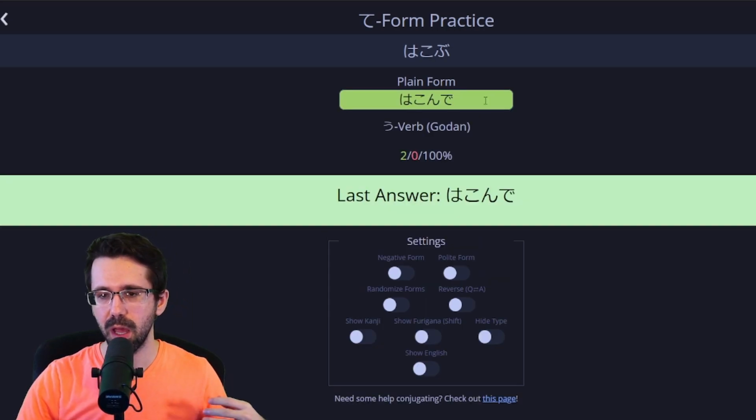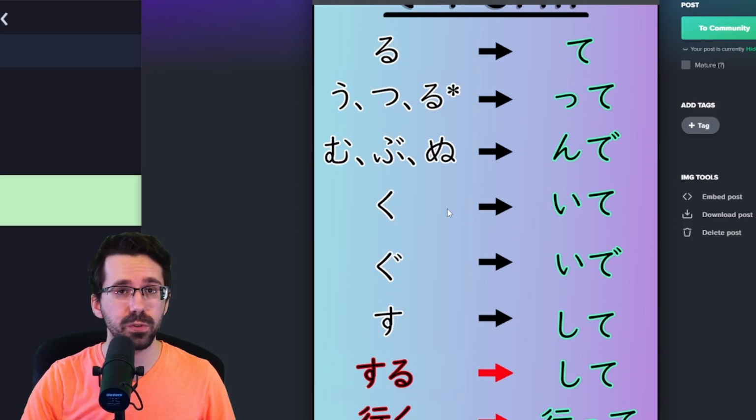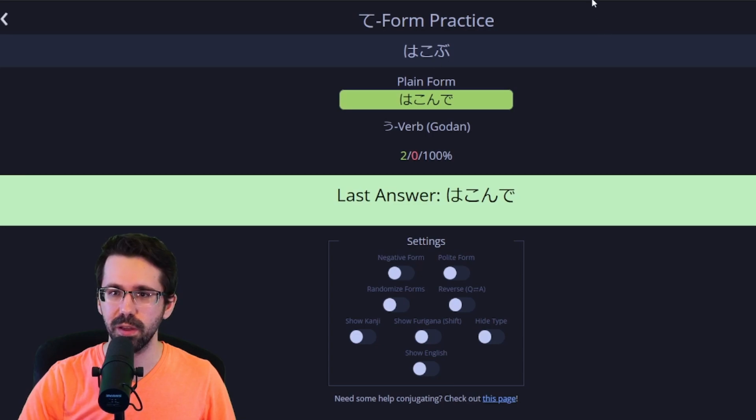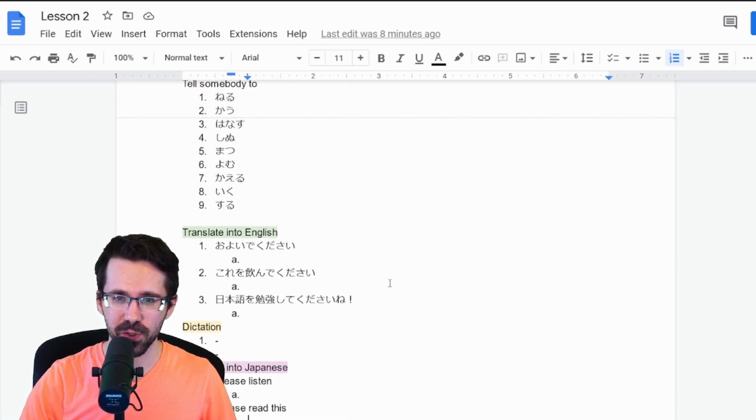Hakonde. There we go. Just by spending 10 to 15 minutes on this website doing your te form practice, while looking at this sheet if you need to, it does a lot for helping you to remember te form, because at the end of the day it is just memorization. But the sooner you know te form, the better, because we will be using it a lot in the future.